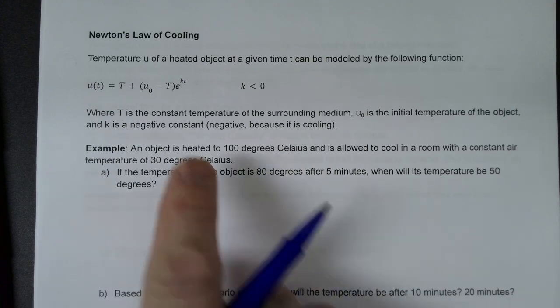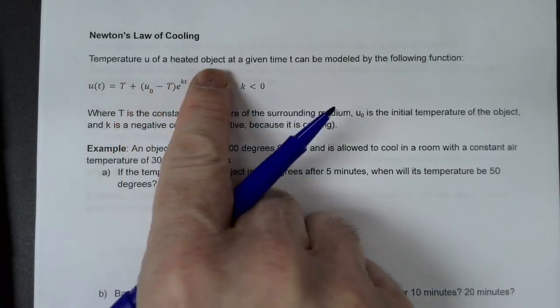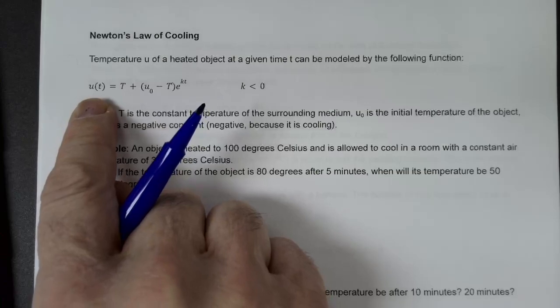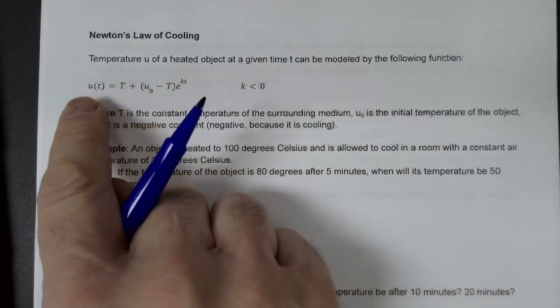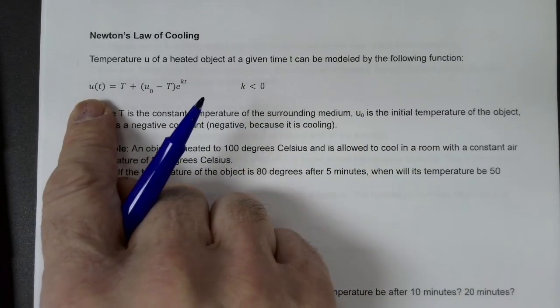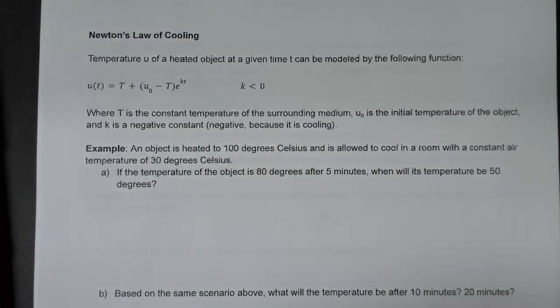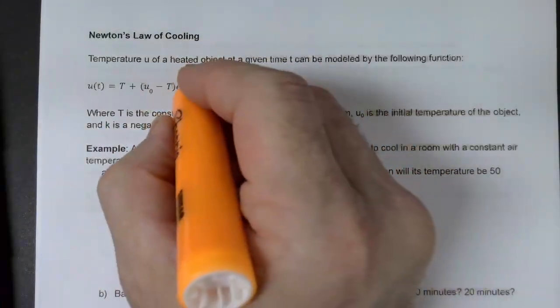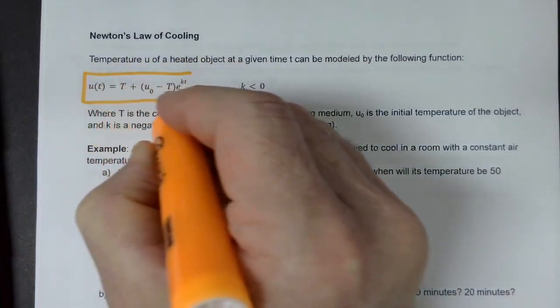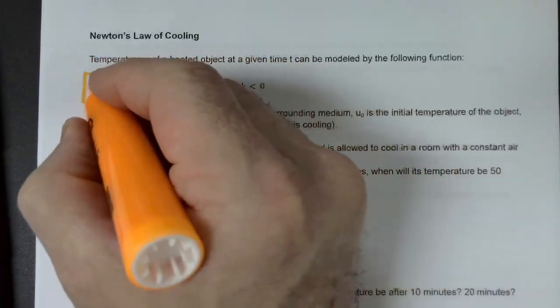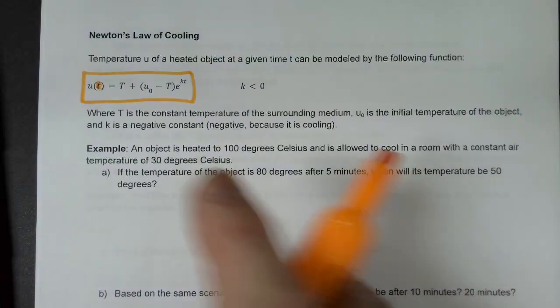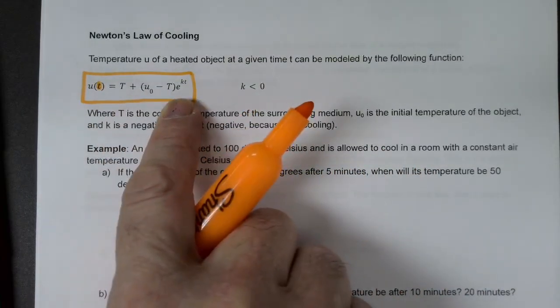Works like this. The temperature U of a heated object, so this is U, at a given time, so U of t, can be modeled by this function. And you can see in this function that the variable, the independent variable t, there's a lot going on in here.